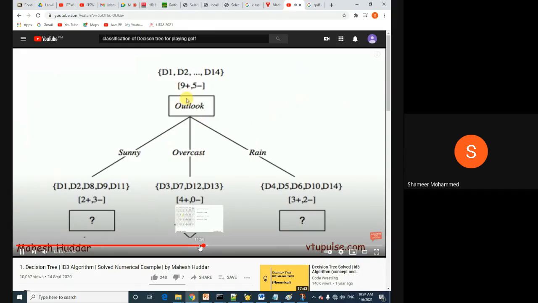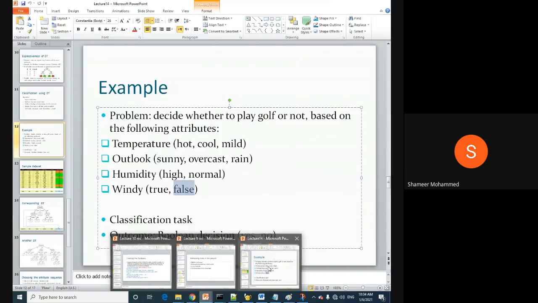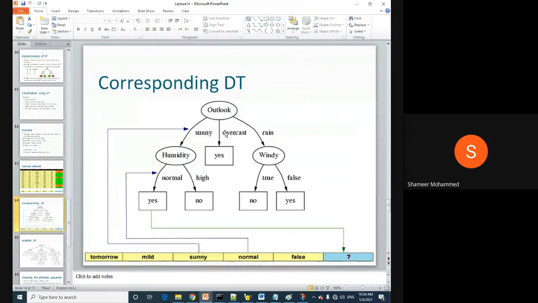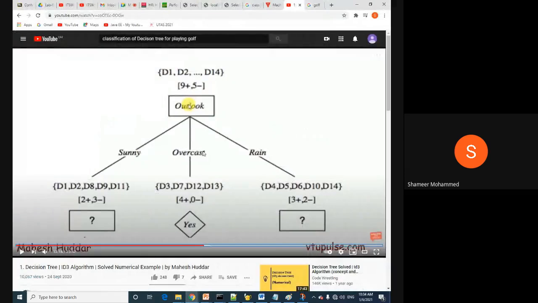Now see, outlook: sunny, overcast, rainy. In your slide also it is given like that. How you got this is from D1, D2, the responses up to 14: 9 positive, 5 negative; sunny, 2 positive, 3 negative; overcast, 4 positive, 0 negative; rainy, 3 positive, 2 negative. So now you can take the decision. If it is sunny, you can play. If it is rainy, you can play.